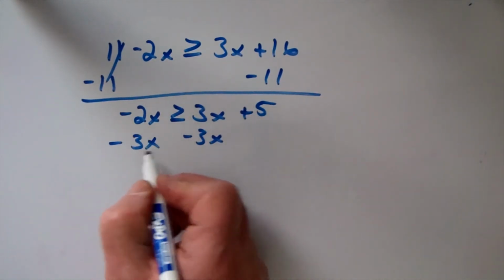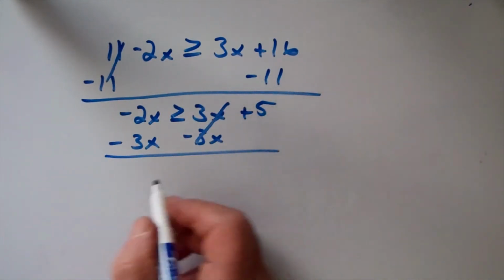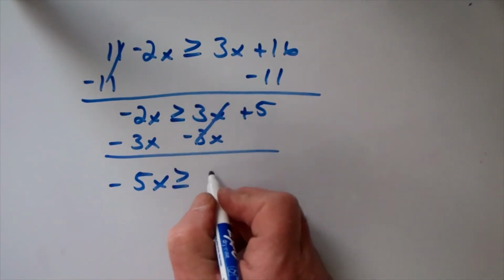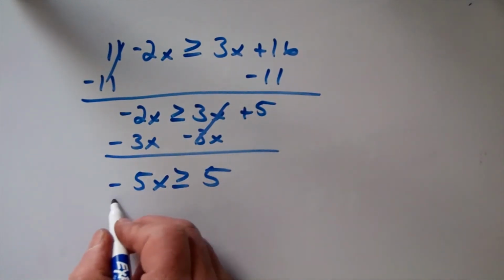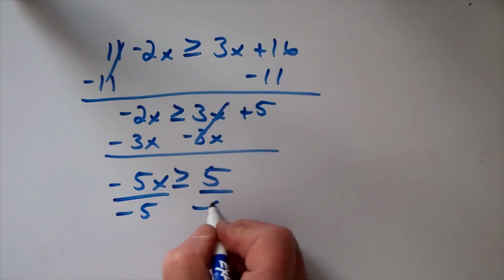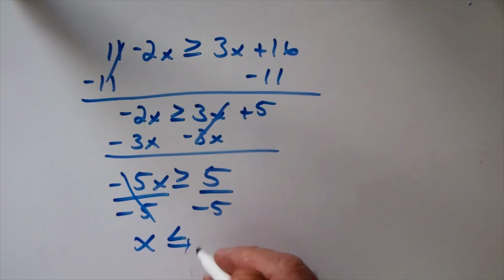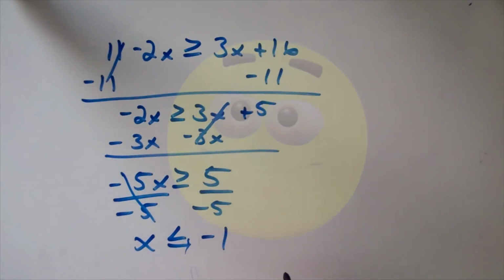Now I'm going to subtract 3x, and that's going to leave negative 5x is greater than or equal to positive 5. Now I'm going to divide by a negative 5, and everybody now knows what happens. That inequality sign is flipped around, and we're all done, and everybody's happy.